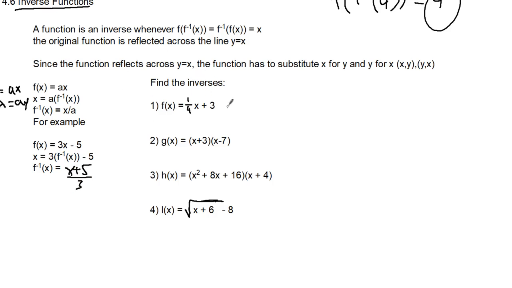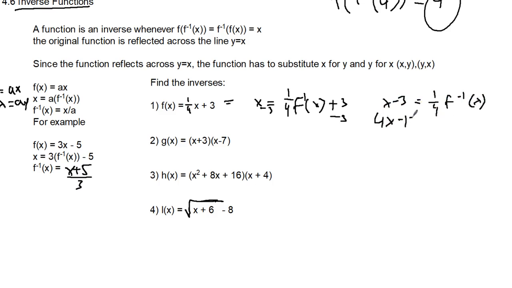So we're going to find some inverses. First of all, we switch the positions. x equals one fourth f inverse of x plus 3. Negative 1 doesn't mean 1 over, it really just means inverse. So we subtract 3 on both sides, and then x minus 3 is equal to one fourth inverse f of x. Multiply by 4, and you will get 4x minus 12 is equal to inverse f of x. Simple.